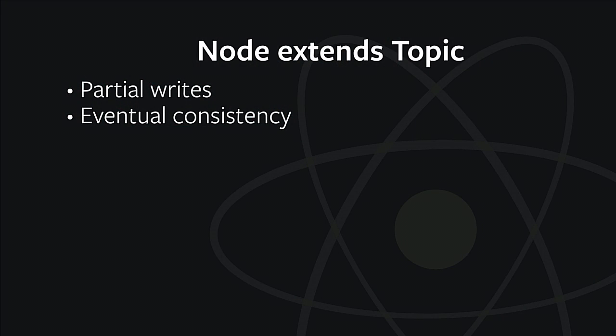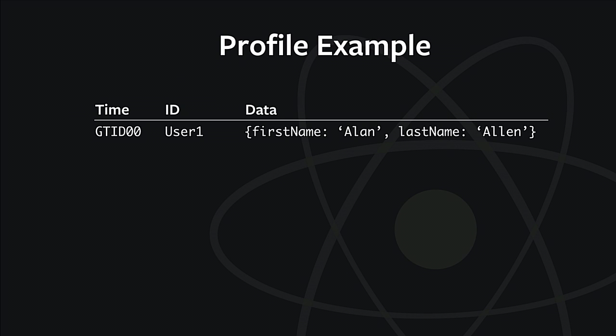So there are two things we need to build on top of these topics, nodes and edges. For nodes, we want two features that would be really great. One is partial writes. We don't want to have to read before we write, especially a consistent read. That would be really bad. And we also, as I said, want to support eventual consistency.